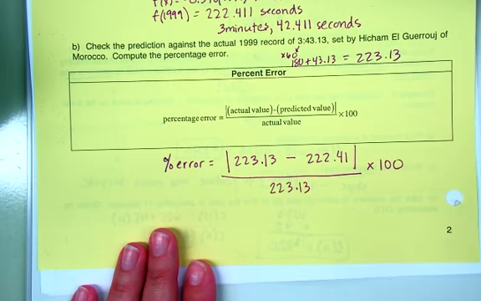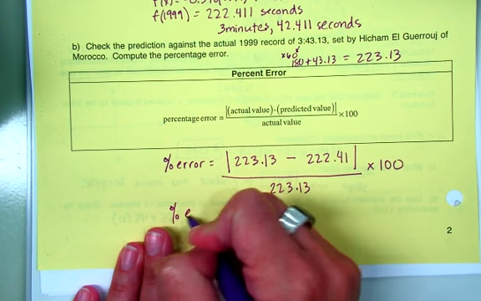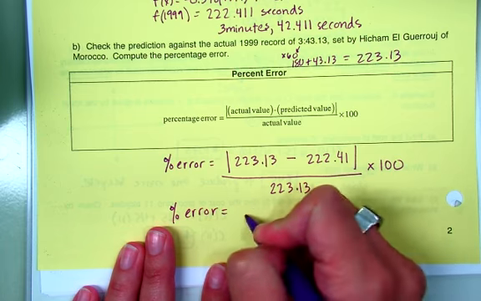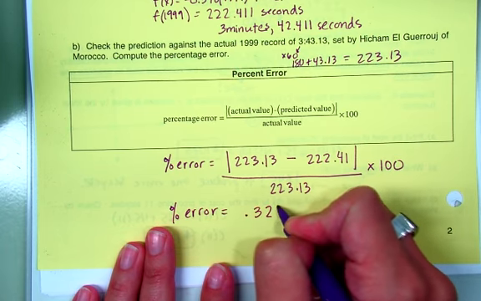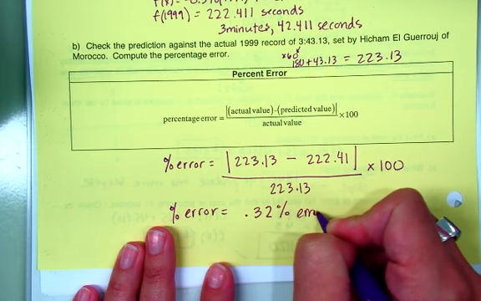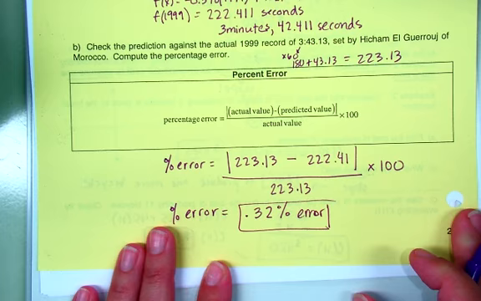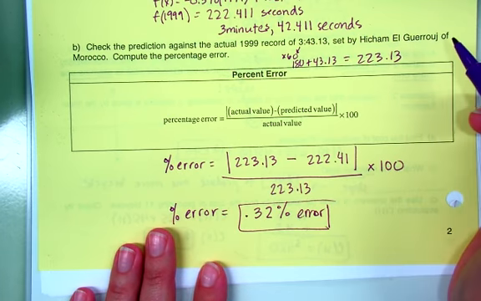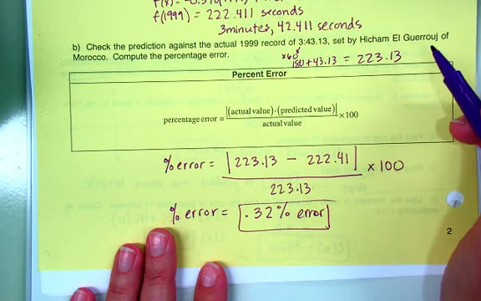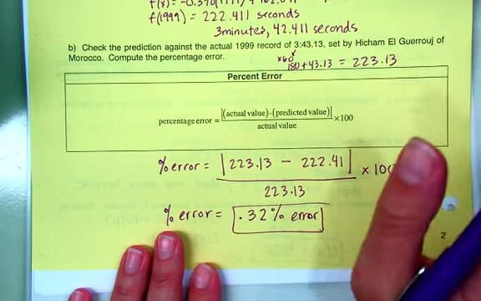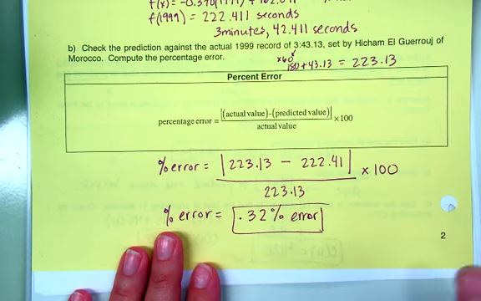So again, if I do all this in my calculator, the percentage error is 0.32% error, which is not bad at all. That means that we have a pretty good model. Our regression line is a pretty good model for what it would actually be. Okay, I'm going to stop this video here and then we'll move on to the last part in the next video.